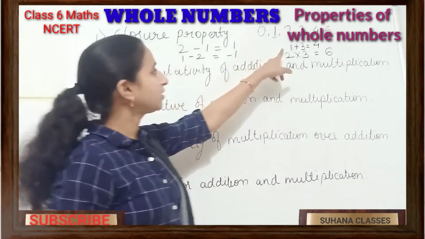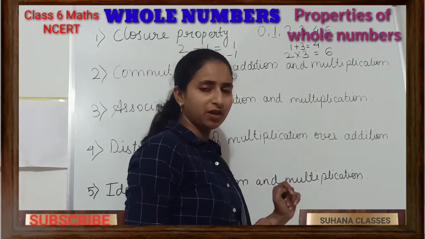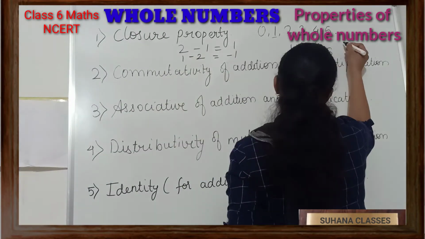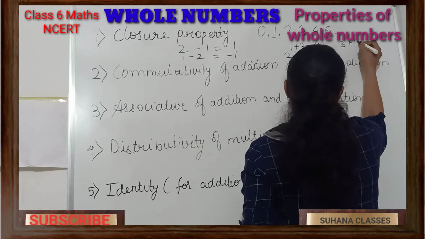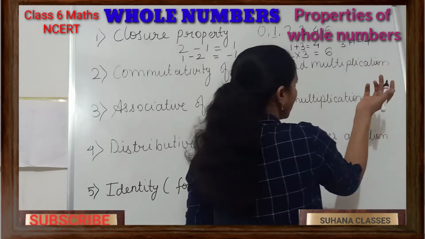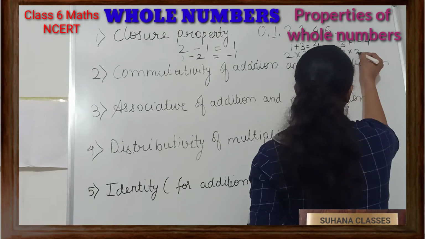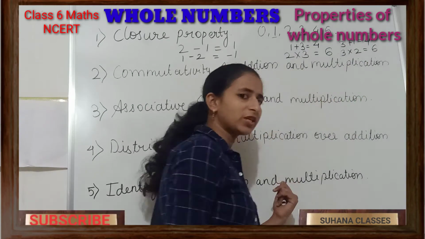Here the same thing, if I reverse the numbers, let us check whether the answer is possible or not. So 1 plus 3 you do, or 3 plus 1 you do. The answer is again 4. Yes, no change. In multiplication also, if you do 3 into 2, again the answer is the same.